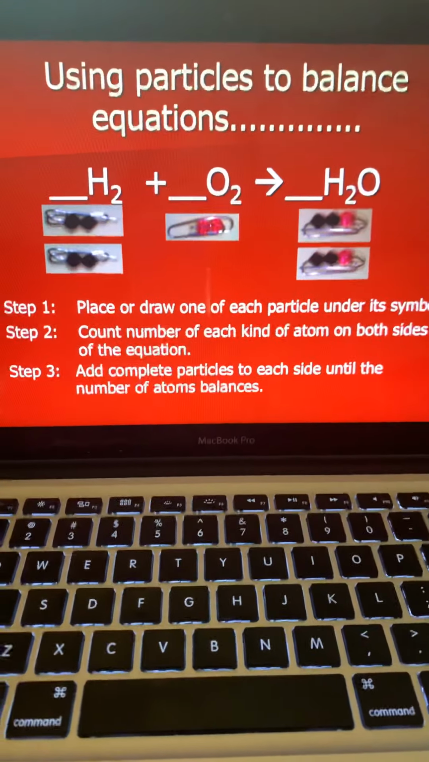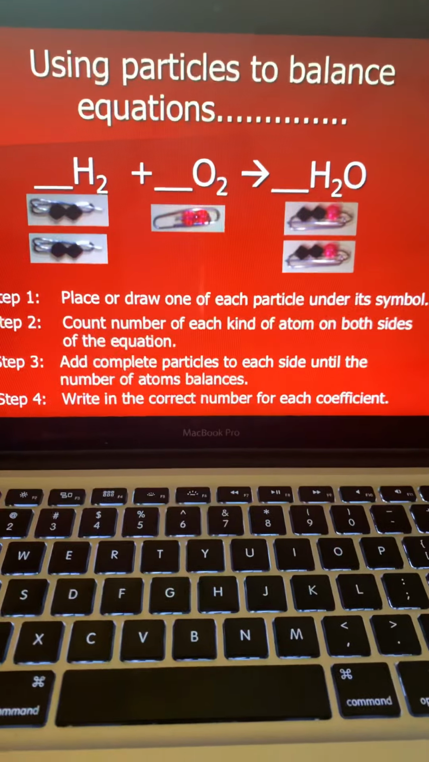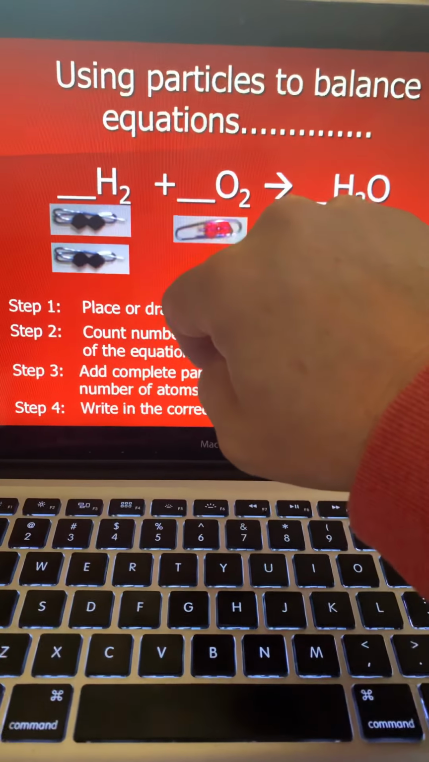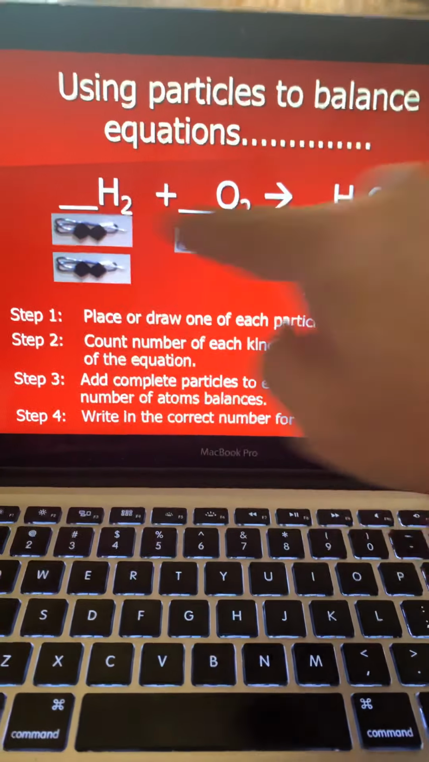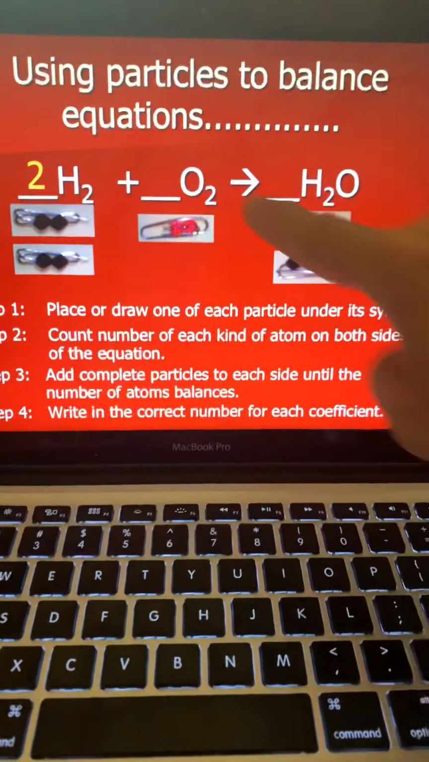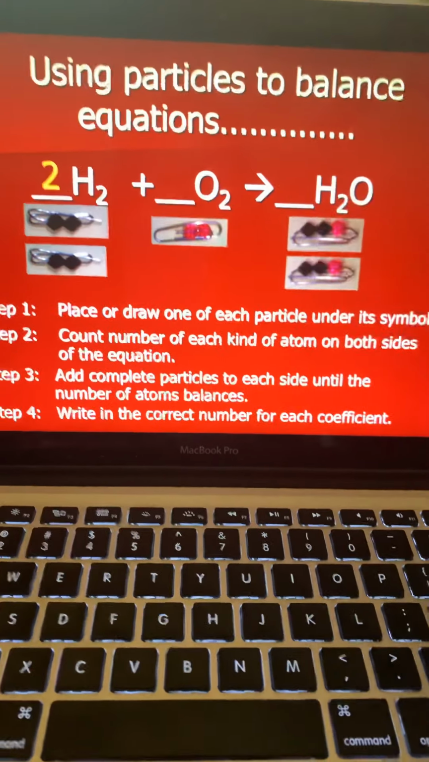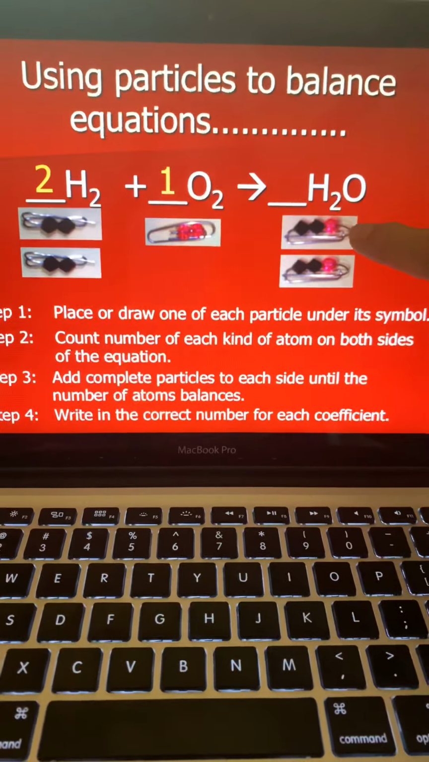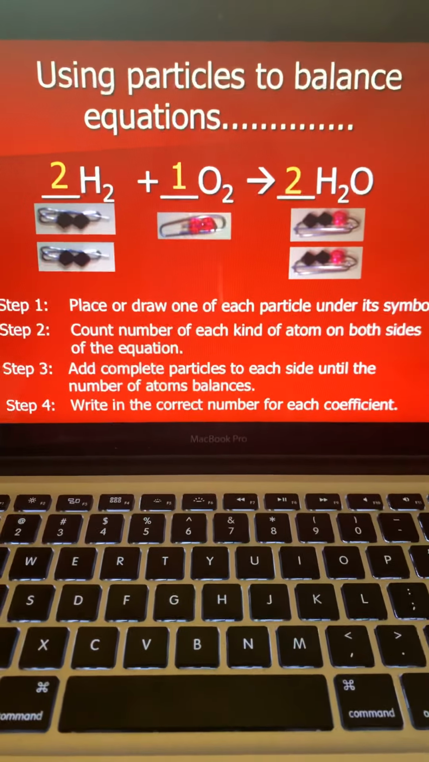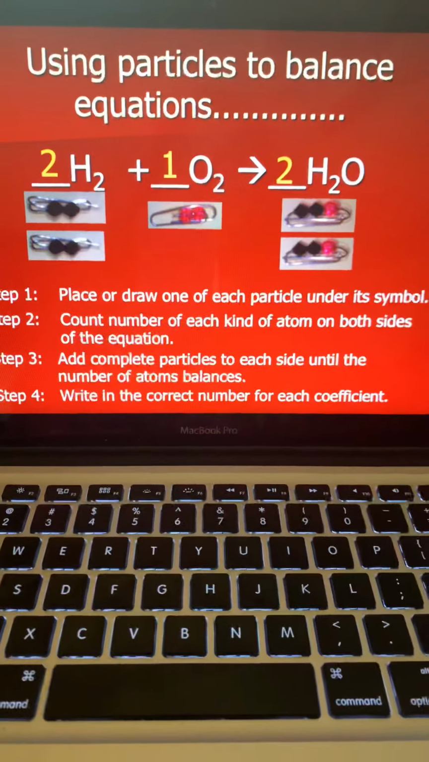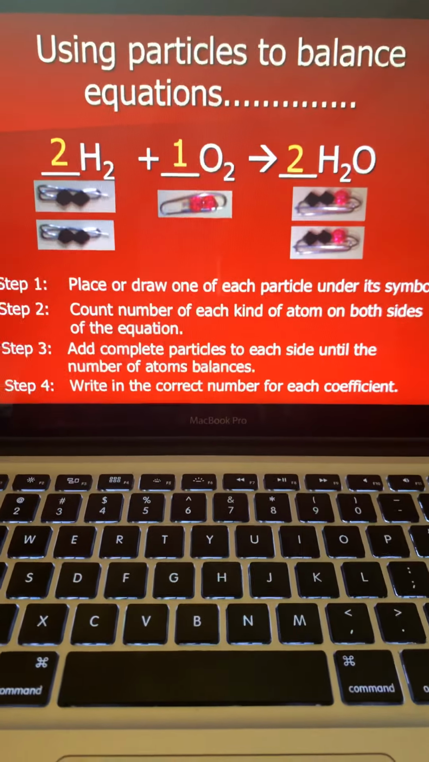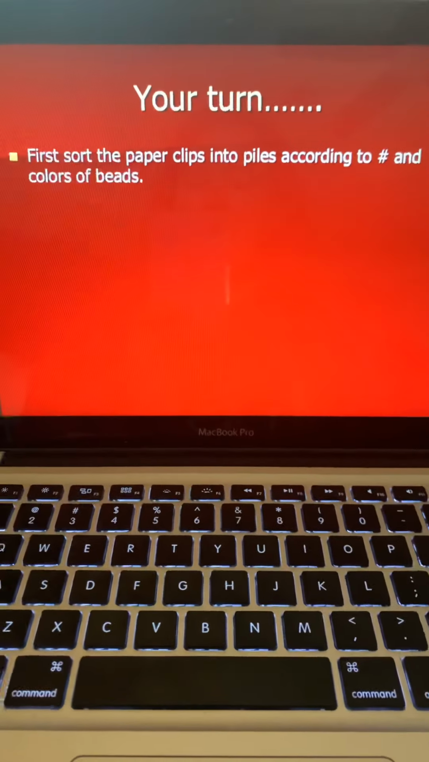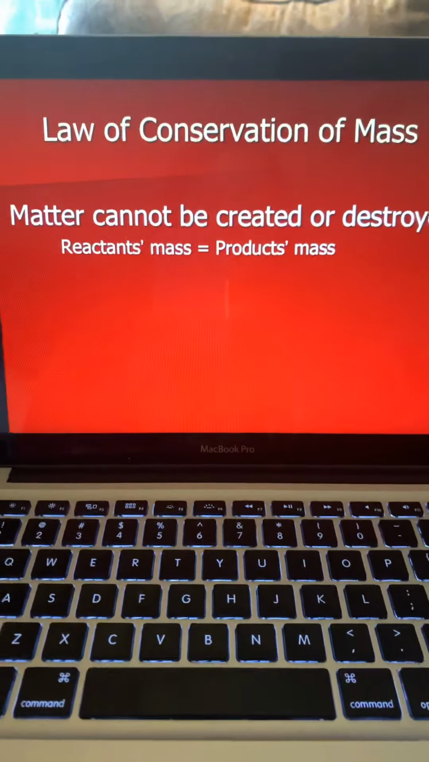So the last thing I need to do now is to write in the number of coefficients. How many H2s did I have? I have 1, 2. So I have 2 H2s. How many O2s did I use? Just 1. How many H2Os did I use? 1, 2. So I have 2. So you have just balanced your first chemical equation. Yay! All right. So we're going to do some more examples in a minute on that one.